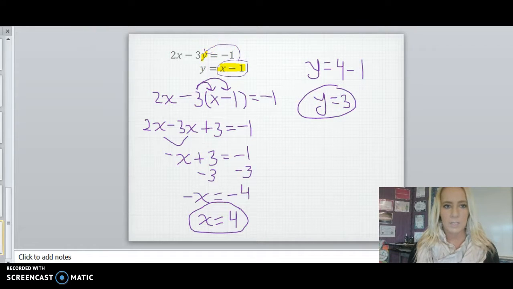I'm going to write this as an ordered pair, x comma y. So my final answer is 4 comma 3. This concludes your video on the substitution method.